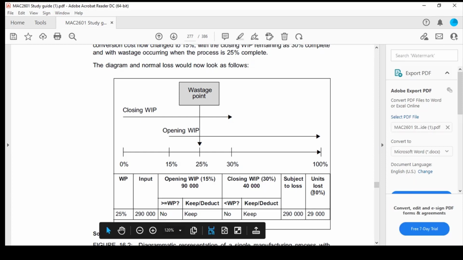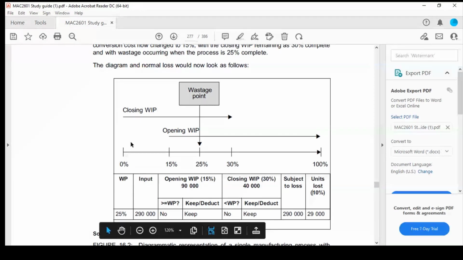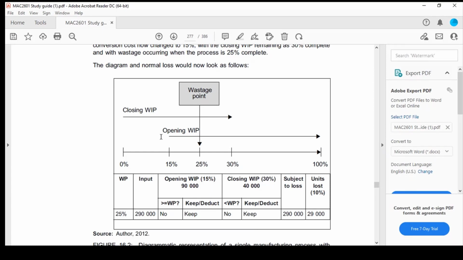So you need to learn the rules, understand them, be able to draw your graph. Because this graph or diagram is very important so that you can contextualize it. Draw it for yourself so that you can see where within this process we experience loss. I know that I need to determine units that are subject to the loss and then identify how many of these units am I going to lose within this process. That's all we're trying to resolve.